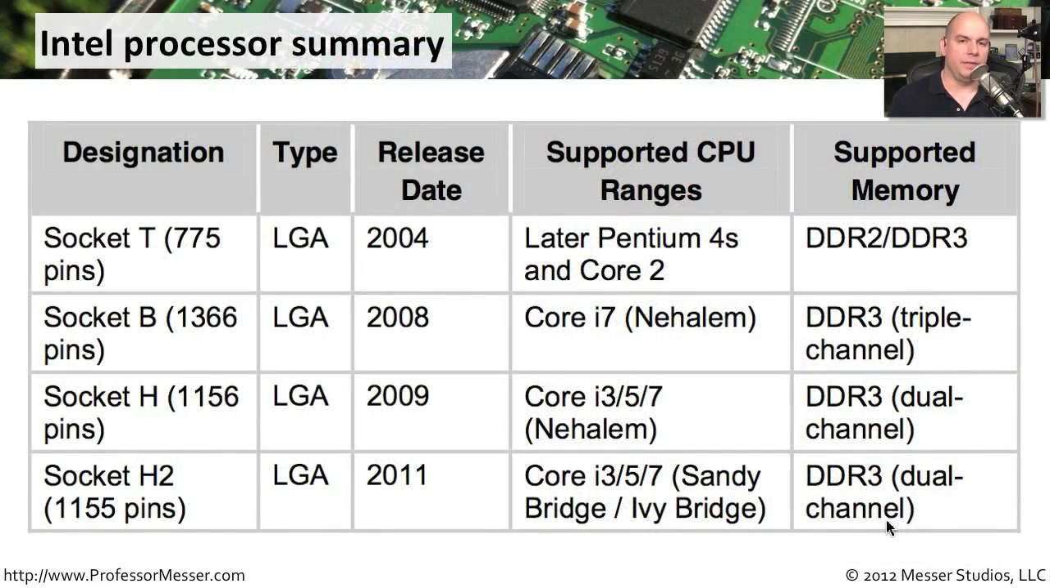Here's a summary of these processor types. You can see starting with the 775 all the way up to the 1155. All of these are land grid array, and you can see a summary of the release dates. Also here you can see the types of CPUs that were expected to be used in these particular sockets, starting with the Pentiums, going through the Nehalem code name that Intel used for a series of chips, all the way up to the Sandy Bridge and Ivy Bridge chips. And the last column here shows you the type of memory that's supported on each one of these socket types.